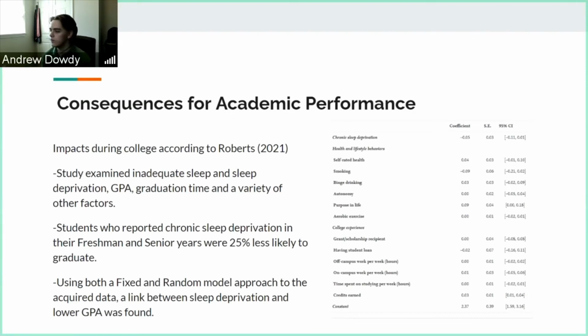Although the magnitude of this correlation was not particularly high, it was higher than a variety of other factors which we typically think are far more important, such as binge drinking, aerobic exercise, various financial indicators, and amount of time and work put in.